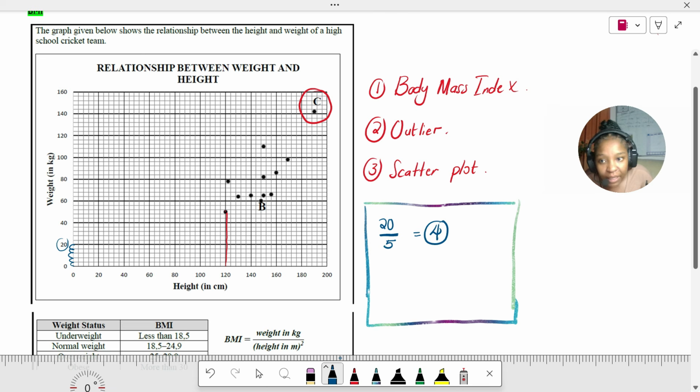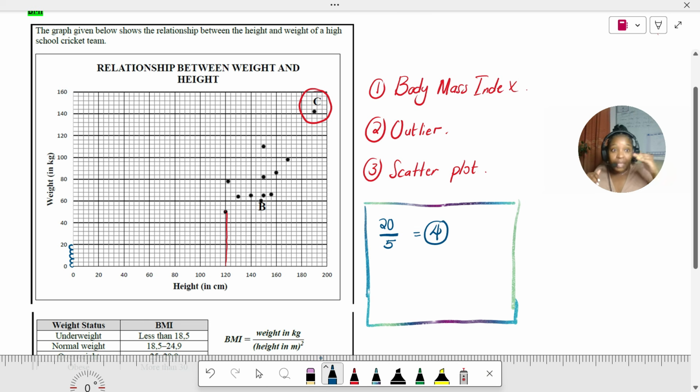So what does this basically mean? It means that each block there is increasing by 4. So this one is 0, then it's 4, 8, 12, 16, 20.